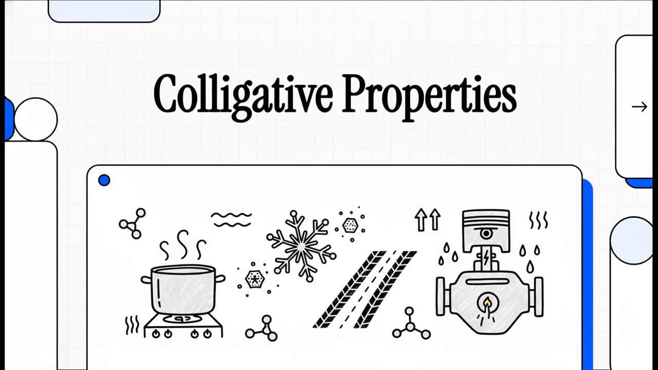Have you ever stopped to wonder about the simple chemistry that's happening all around you? I mean, in your kitchen when you're making ice cream, or on the roads in the middle of winter, or even inside your car's engine? Well, we're about to dive into the hidden science behind all these everyday things. And believe it or not, it all comes down to something called colligative properties.